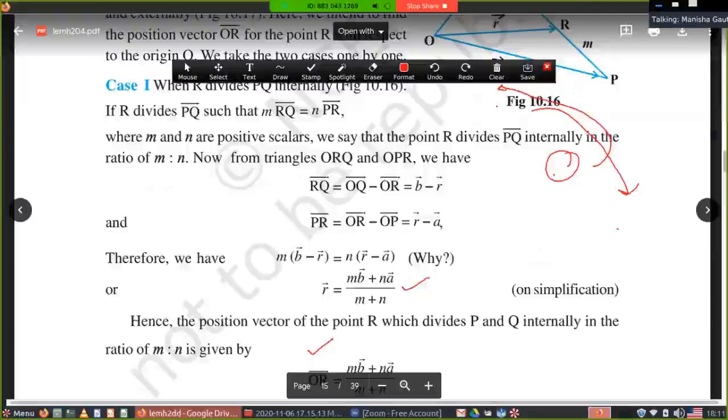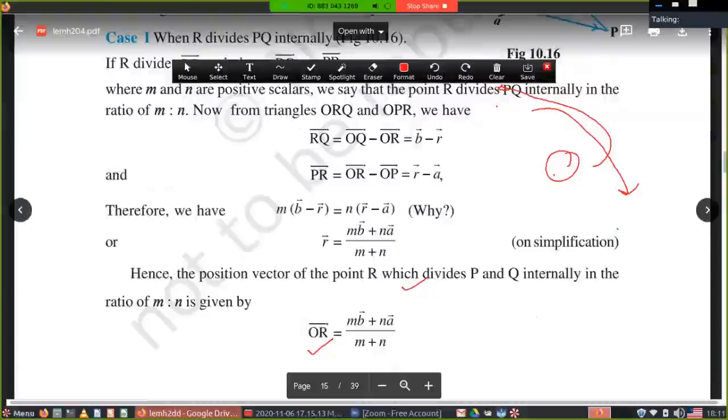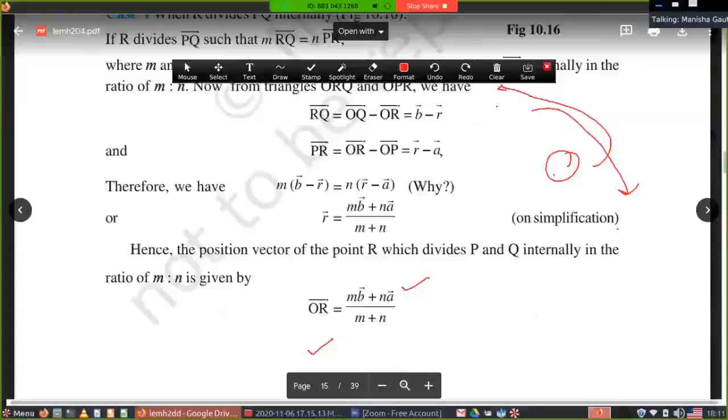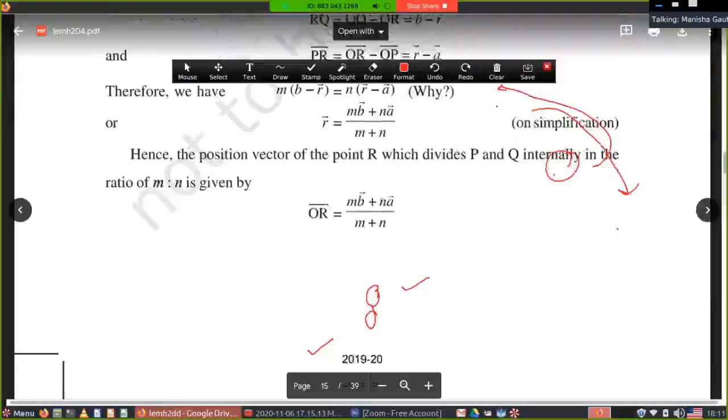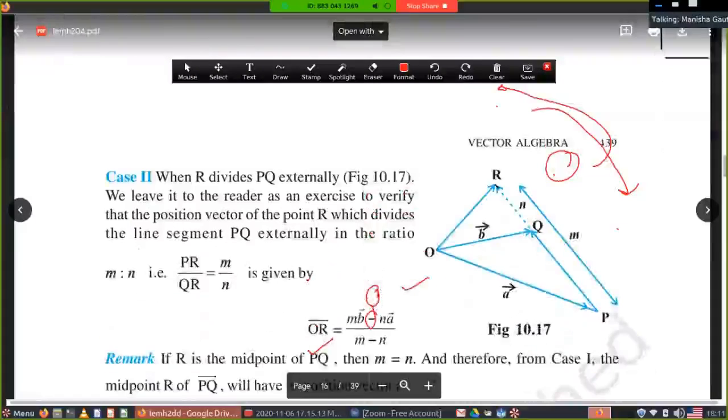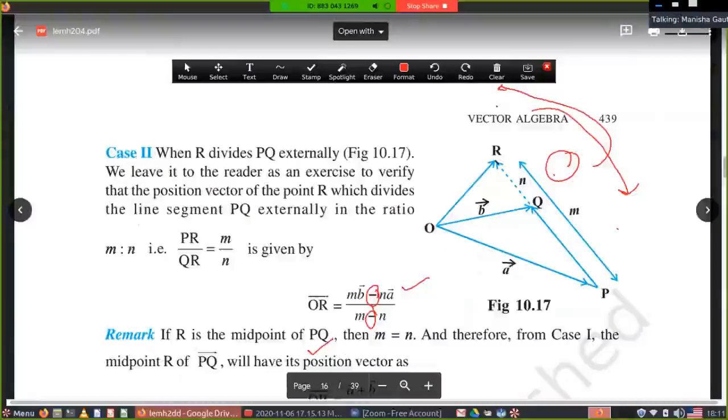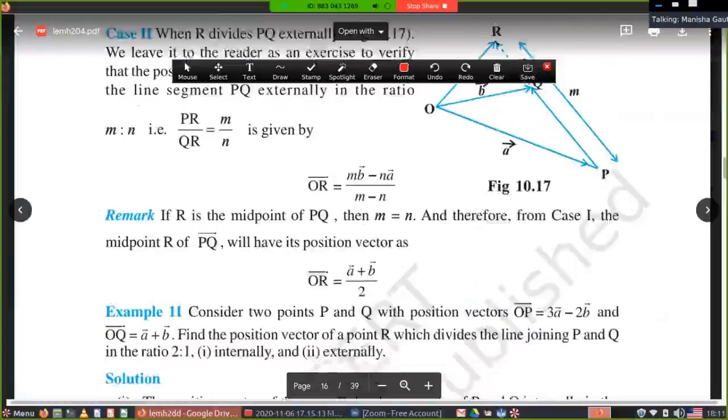When it is written for external division, this plus sign is replaced by a minus sign. You can see here, if the point R divides the line segment PQ externally, then you write the minus sign in the formula. Now, how to apply this formula? We will do a few examples.